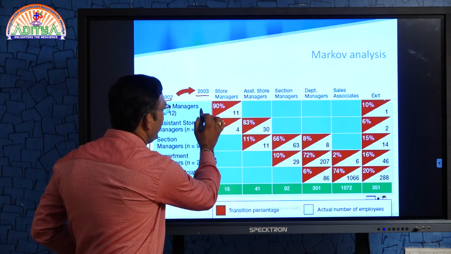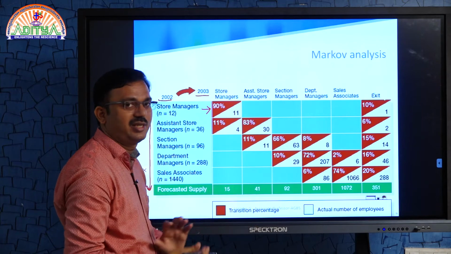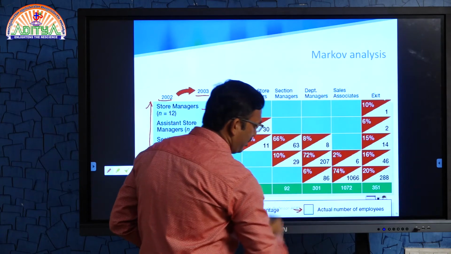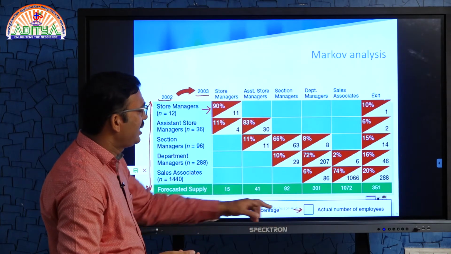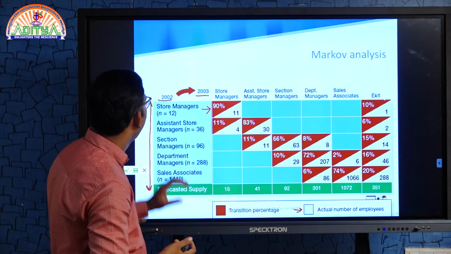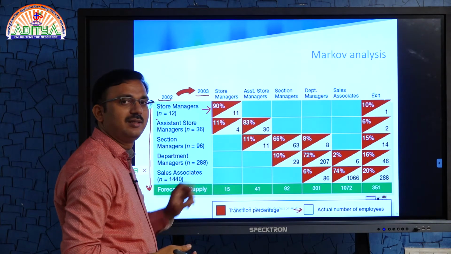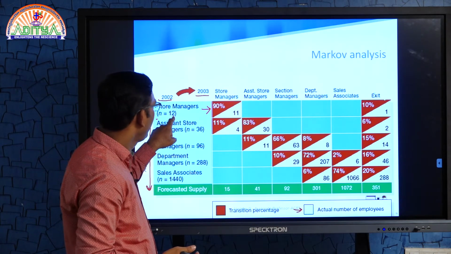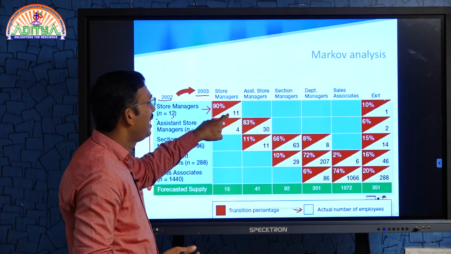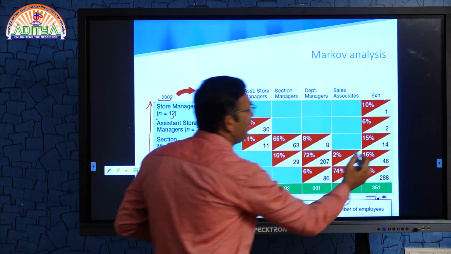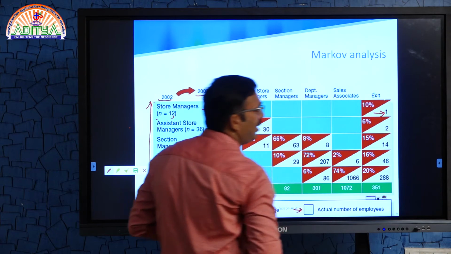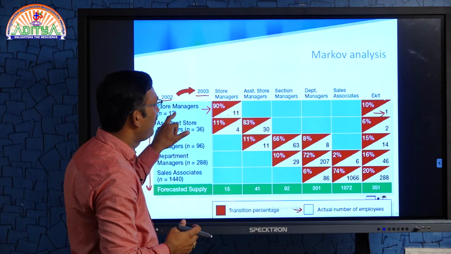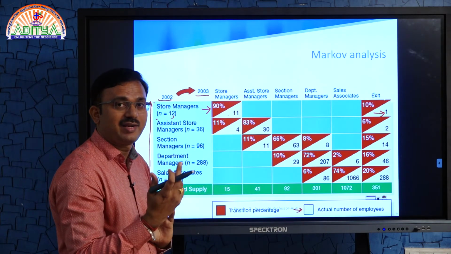Here the red indicates the transition percentage, the change of percentage, and this milk white indicates the actual number of employees. For example, here store managers. At present in 2002, 12 people are working. Of those 12 store managers, 11 people were there and one candidate exited from the organization, and 12 people. Definitely we are having a requirement.